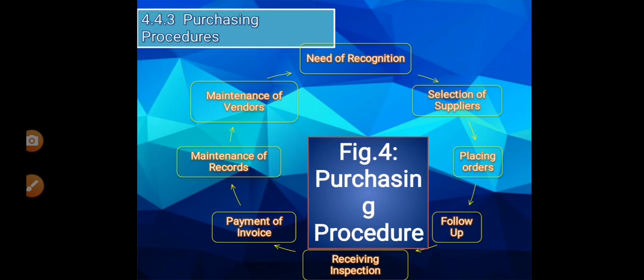Next is the maintenance of vendor relations. The quantum and frequency of transactions with the same key suppliers provide a platform for the purchase department to establish and maintain good relations with them. Good relations develop mutual trust and confidence in the course of time, which is beneficial to both parties. The efficiency of the purchase department can be measured by the amount of goodwill it has with the suppliers.